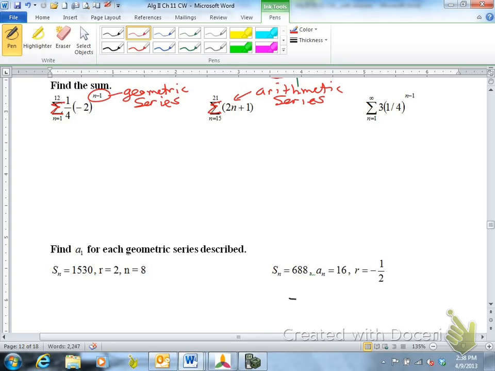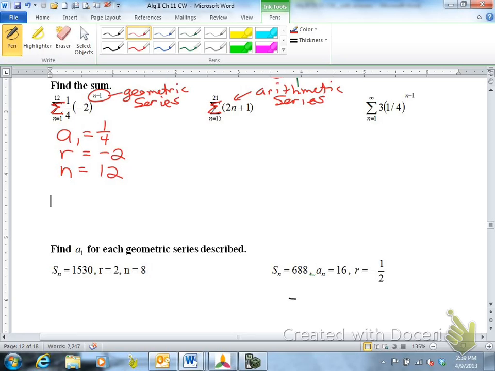So for geometric series, A1, R, and N, we know those, and we can plug them into the formula for geometric series. So A sub 1 is the first, the 1/4 right here. R is -2, and N is from 1 to 12, which is 12. So I'll give you a chance, see if you can plug those numbers in, but let me do the next one before you do that.